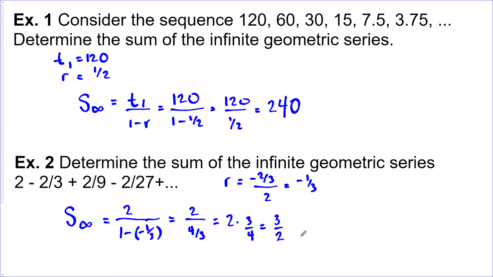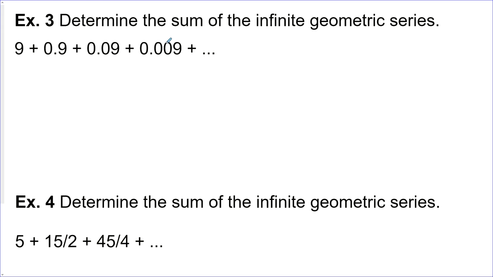Determine the sum of this infinite geometric series. So for this one, our first term is 9, and looks like our common ratio here is 0.1 or 1/10. So 9, and in the denominator, 1 minus 1/10. And we can do 1 minus 1/10 is 9/10, and we multiply and calculate this, and it equals 10.